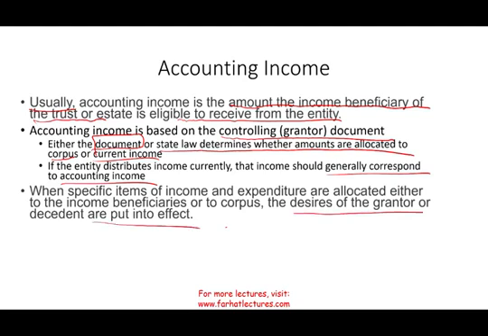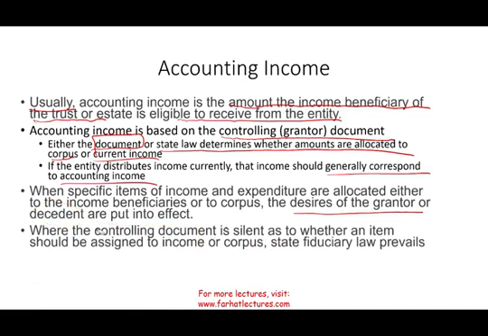Again, the grantor, the person that passed away, determines in their will: when I pass away, this is what happens, and my wishes will be put into effect, whether something is considered income or corpus, part of the principal. Where the controlling document is silent, the state will determine whether this amount is considered income or corpus.